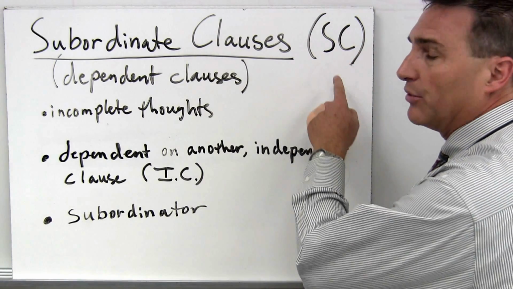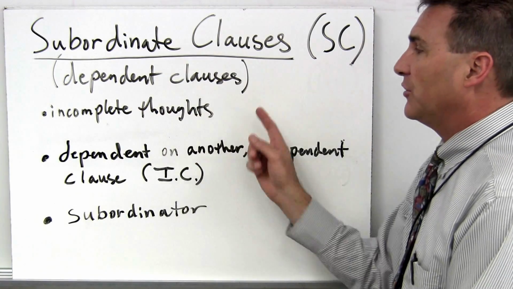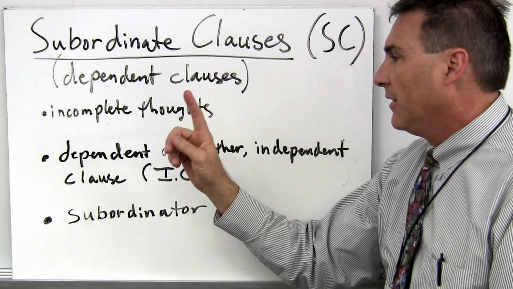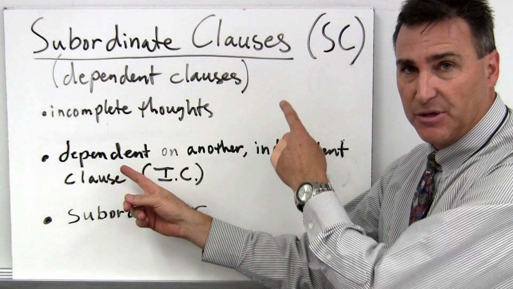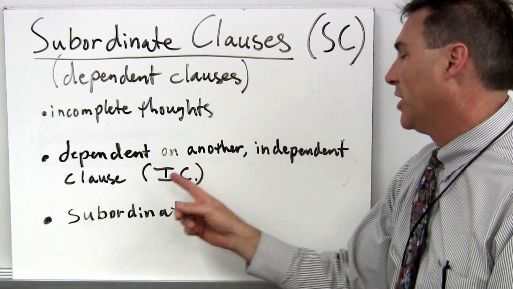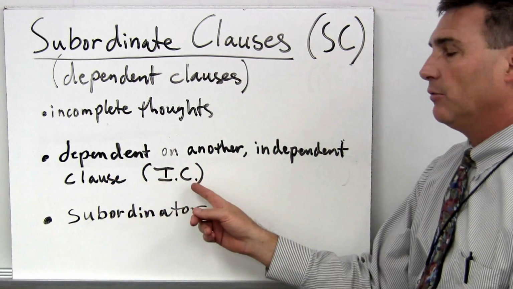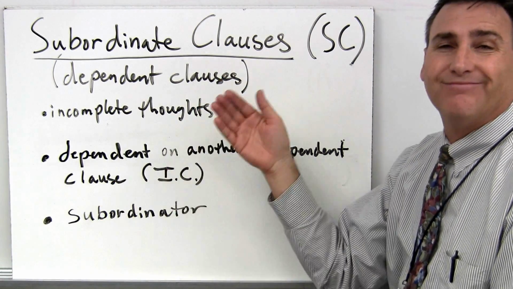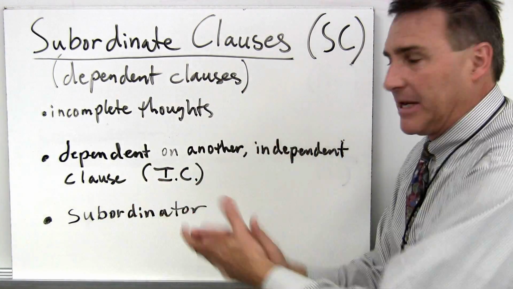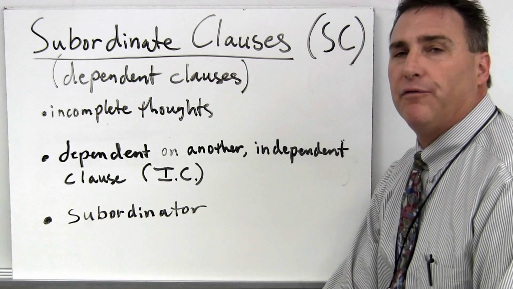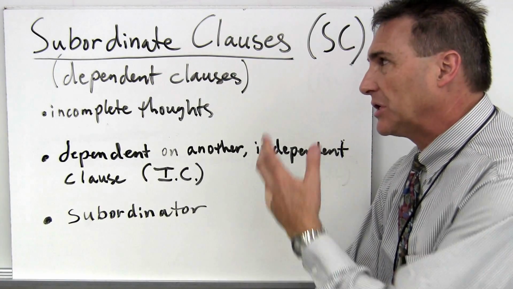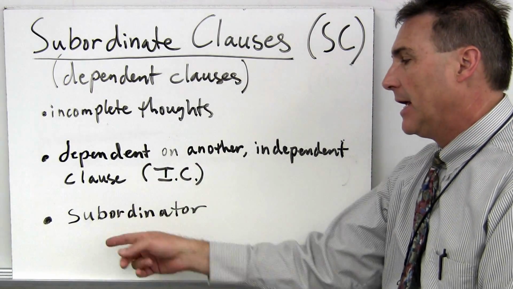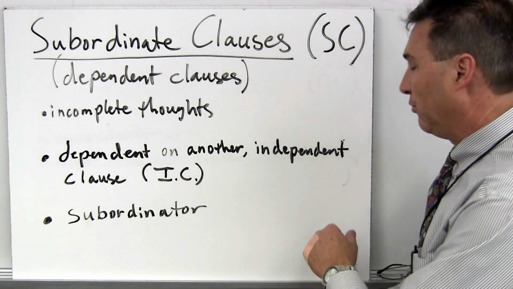Subordinate clauses, we'll abbreviate them SC, also known as dependent clauses, are incomplete thoughts. They are dependent, thus the name dependent clause. They're dependent on another independent clause, which we'll abbreviate IC, for other information that makes them not complete. And they involve a subordinator. So those are the key points: incomplete thoughts, they're dependent on another independent clause, and they involve a subordinator.